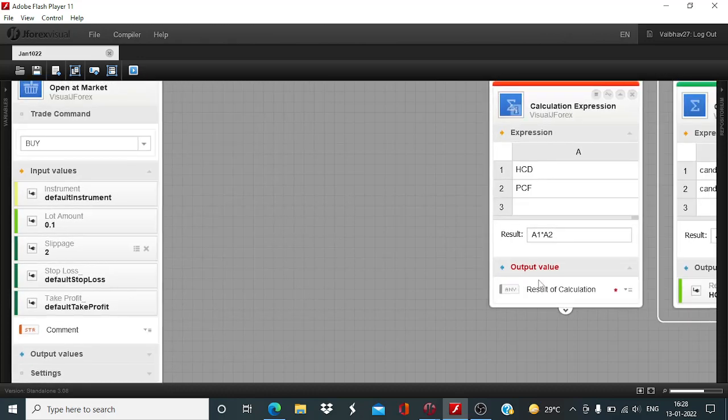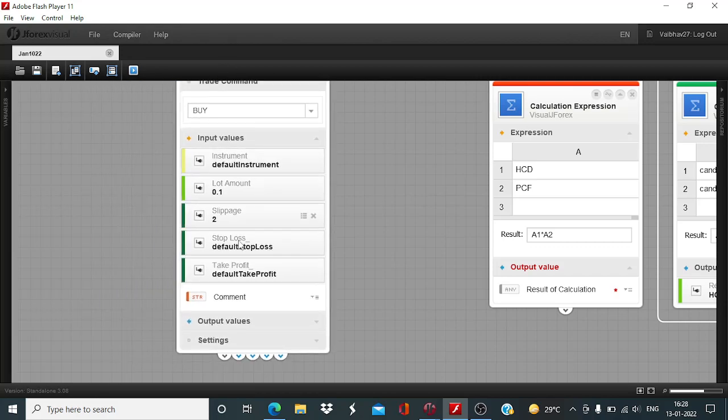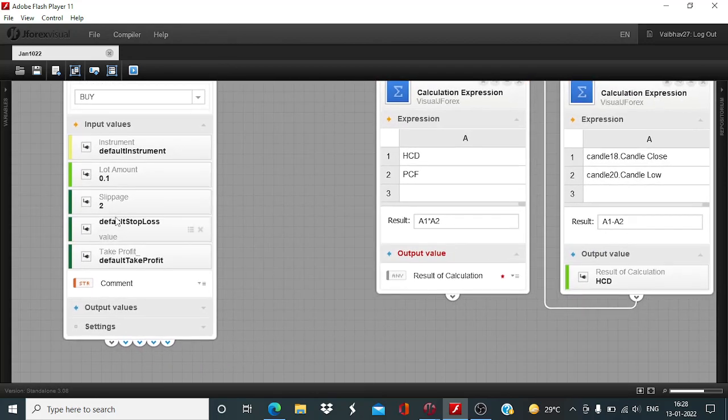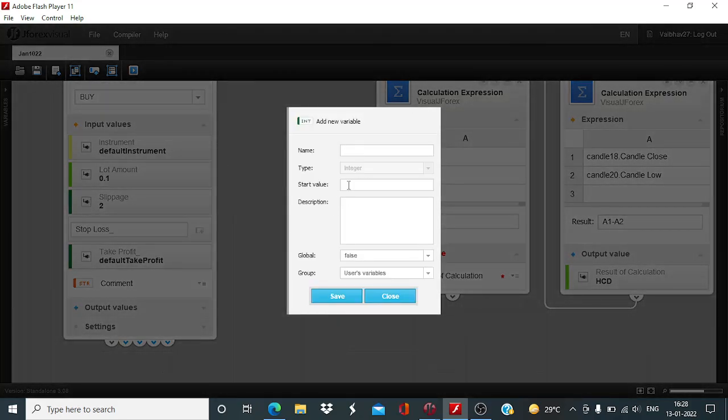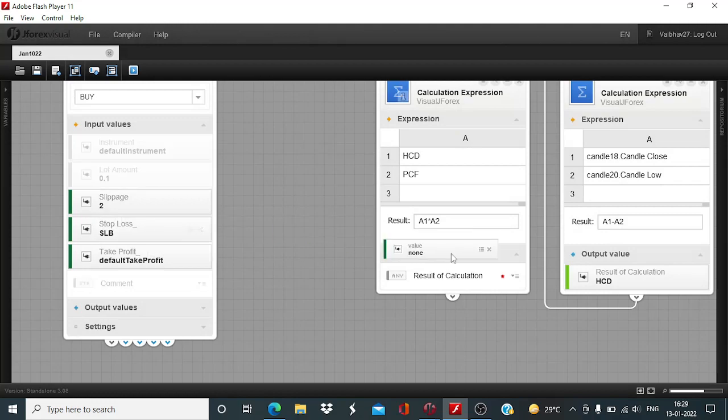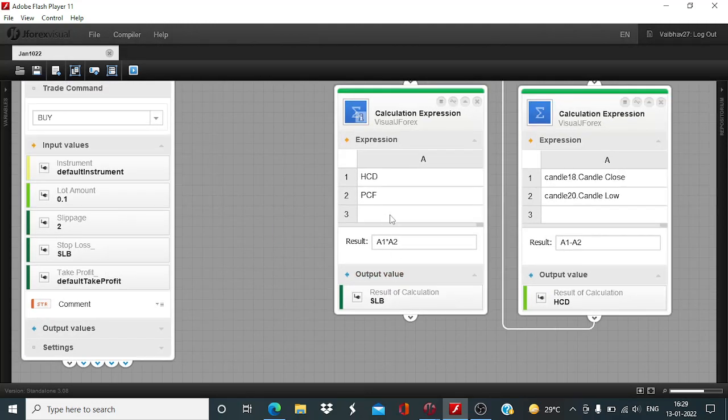Stop loss, we had defined the value for this parameter, but we had left it out last time around when we were doing calculation. Now this is the right time to create a new variable. Okay, stop loss of buy side, so I have named it SLB, and its value will be derived from this calculation out expression's output value.